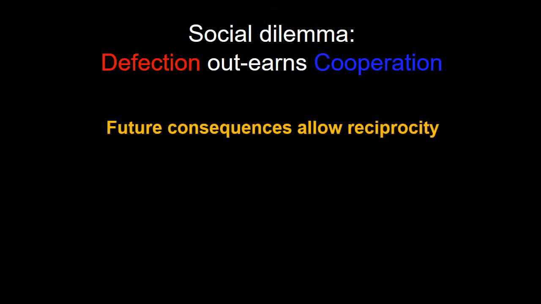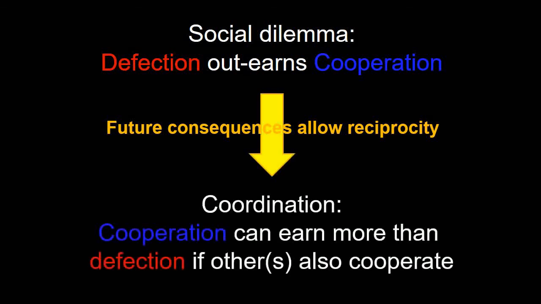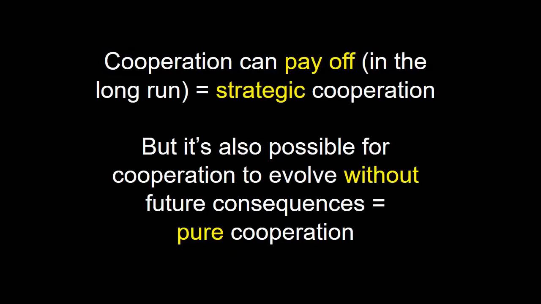And all of these different mechanisms create future consequences for your current behavior. And what that means is it transforms the social dilemma into a situation involving coordination, which is to say, rather than defection always beating cooperation, it becomes the case that cooperation actually pays off in the long run if you're matched with someone who's also willing to cooperate with you. And so when you are in situations with future consequences, then cooperation can actually pay off in the long run. That is, there can be strategic motives to cooperate.